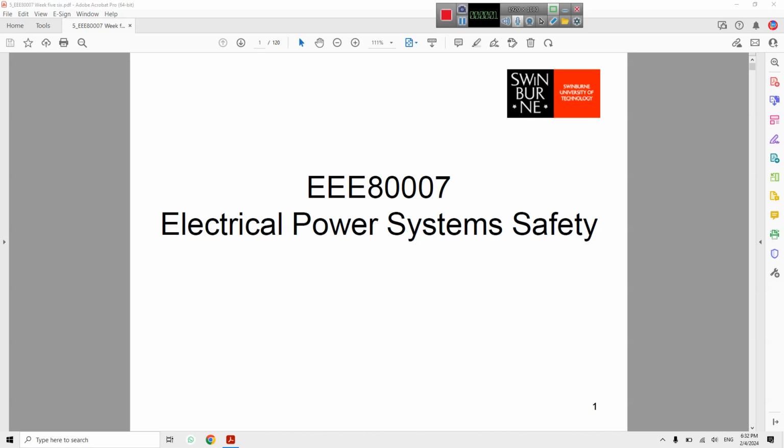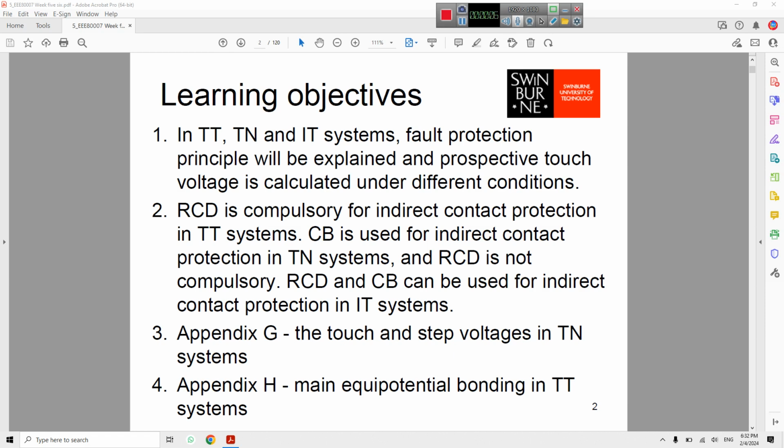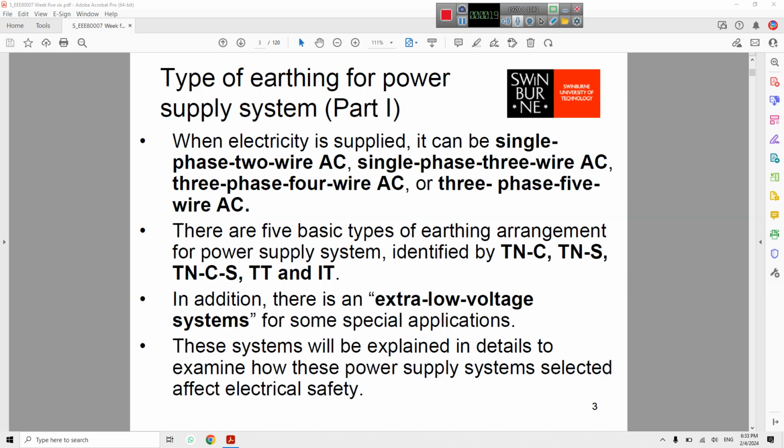Hello guys, Chapter 4 is covering the systems TT, TN, IT, and covering the RCD, RCB, MCB, and the fault calculation, touch voltages, and things like this. Today in the tutorial class we already covered some cases related to this topic.